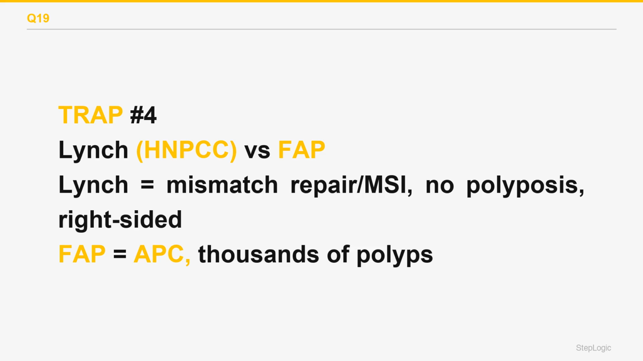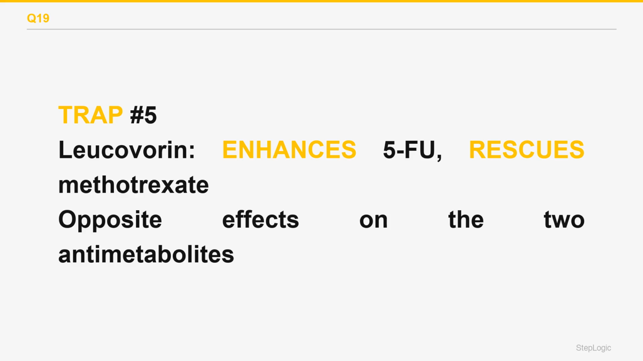Trap 4. Lynch syndrome is a mismatch repair defect with microsatellite instability, few polyps, and right-sided early cancer. Familial adenomatous polyposis is an APC mutation with thousands of polyps. Trap 5. Leucovorin enhances 5-fluorouracil by stabilizing its inhibition of thymidylate synthase, but rescues normal cells from methotrexate toxicity. Same drug, opposite roles.